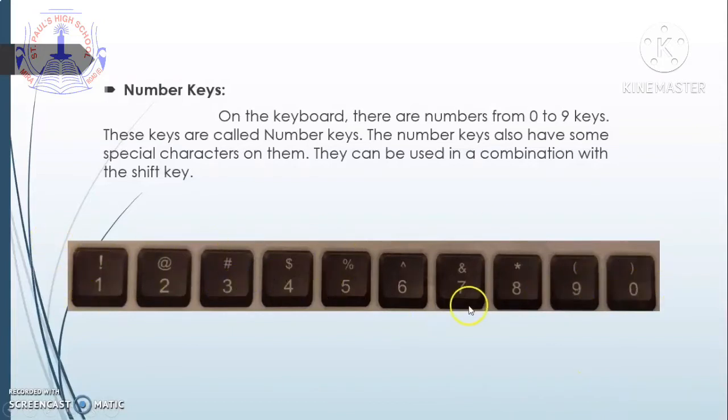Now these keys have special characters on them. You can see the exclamation mark. Then this is called the at the rate. Next one is a hashtag. The next one is the dollar special character. The next one is a percentage. And this one is a caret. This one is an and. If you want to write a shortcut for and, you can type this as your shortcut. The next is the star. And the next is the brackets. There are two brackets.